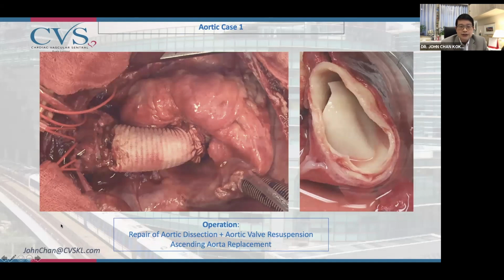So this is a treatment which we really need to do as soon as possible. Once the diagnosis is made, surgery should be performed as soon as possible to save the patient's life.